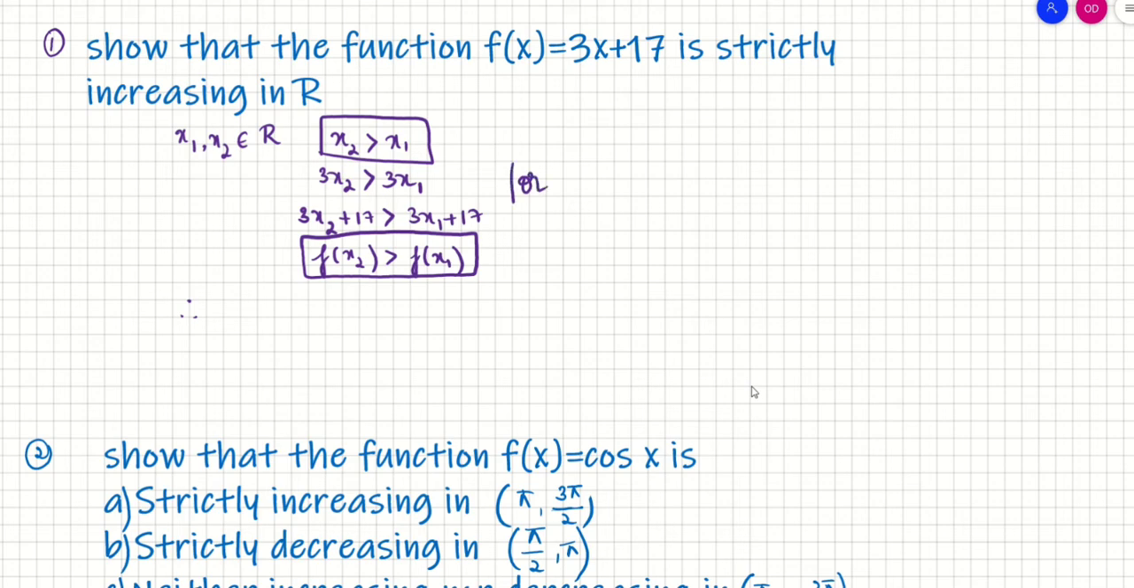There's another way to solve this. You can simply find the slope of this function. Either you can compare it with y is equal to mx plus c and find the slope, or you also know that f dash gives you the slope. So f dash of x is nothing but 3 into 1 plus 0, which is equal to 3. Now observe that f dash of x is 3, which is strictly greater than 0. So from the observations that we have made, we can say that the slope is positive and hence the function is strictly increasing in R.